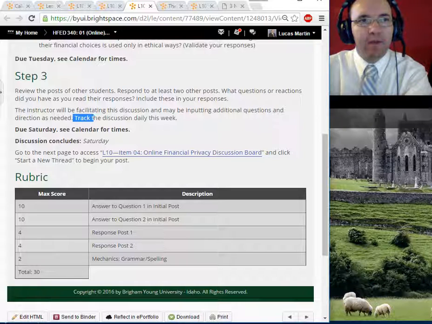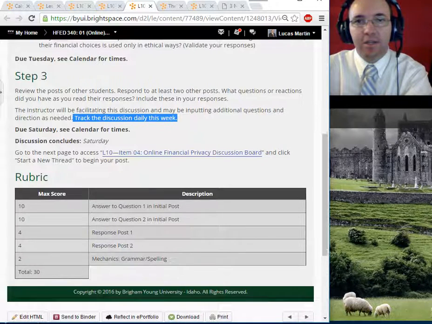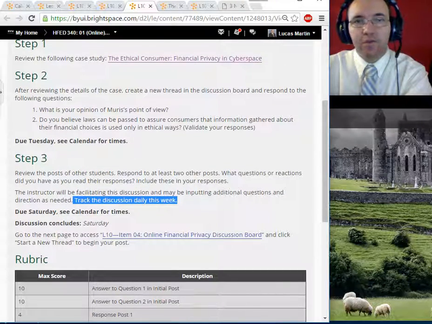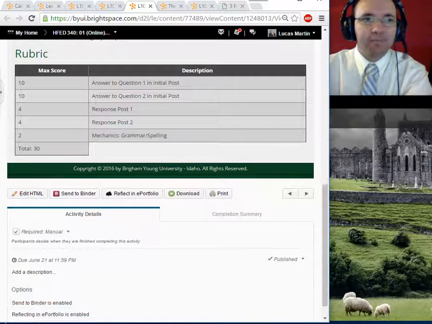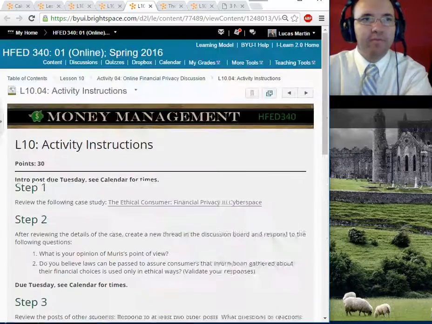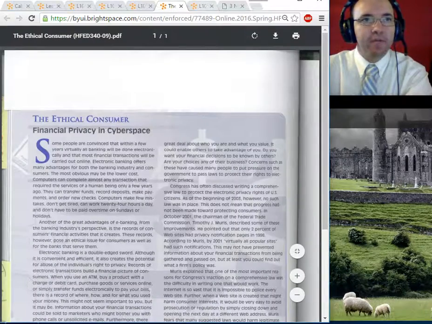I will point out that it also says that we should be tracking the discussion daily this week. So again, it implies that you're checking in at least once a day and that you're responding to the students who've responded to you, and there's back and forth. The easiest way to do that is to subscribe to the posts so that you know when they have responded, and the grading rubric has been provided. All right, excellent. So we've talked about that.